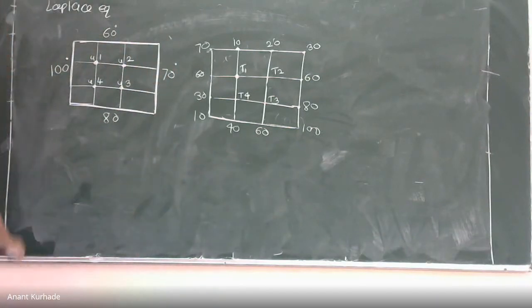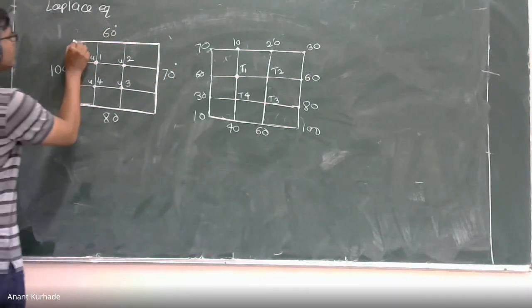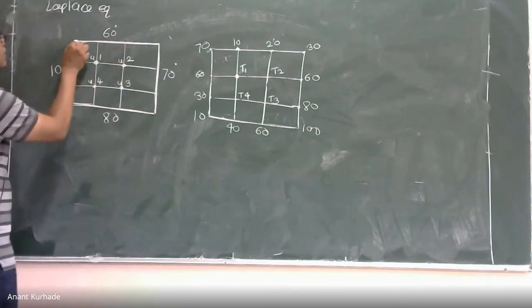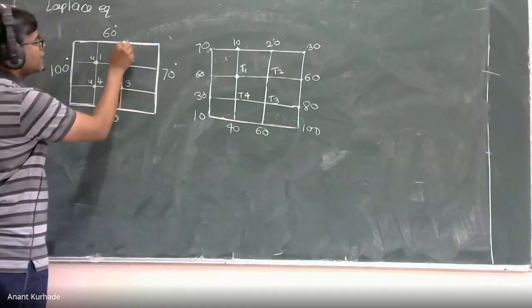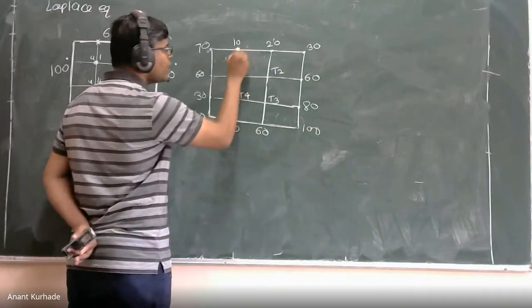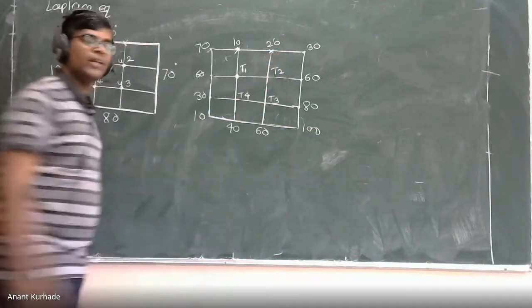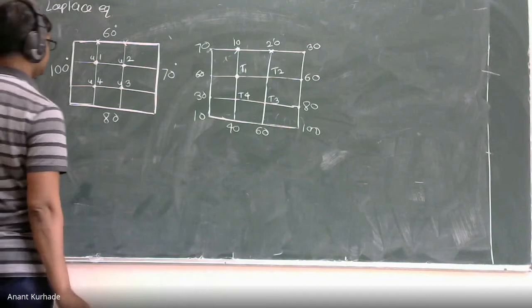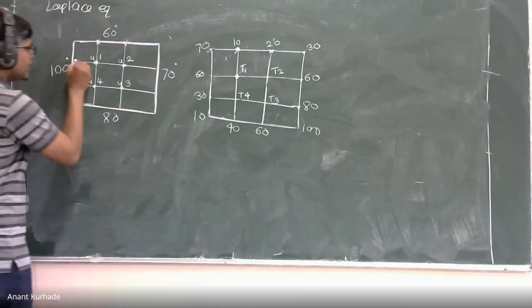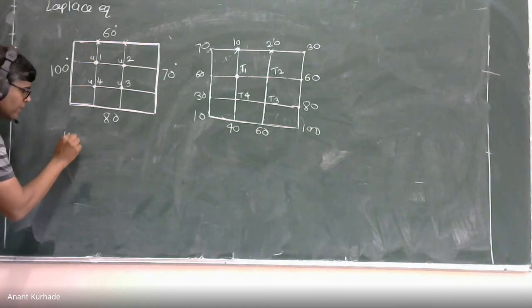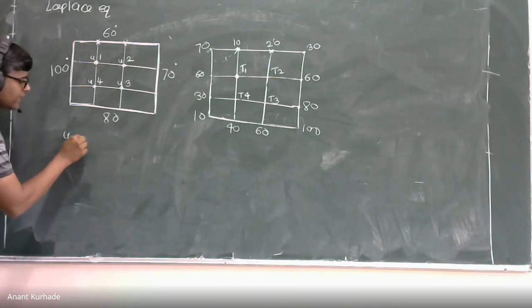Now please remember this 60 degrees centigrade is for this whole surface. Means at this point also 60, at this point also 60, but at this point it is 10, at this point it is 20. Now, how to solve this? Let's take U1. So we can write U1 is equal to this.